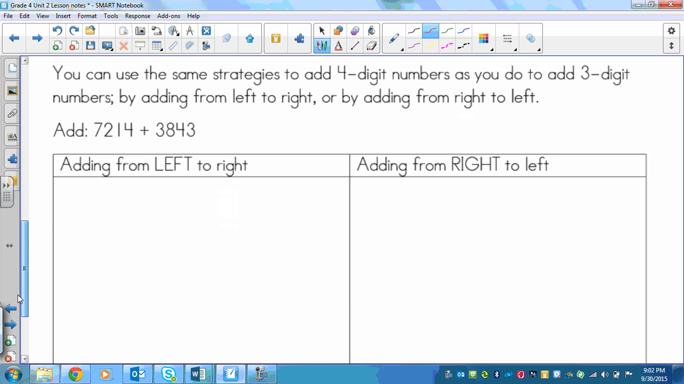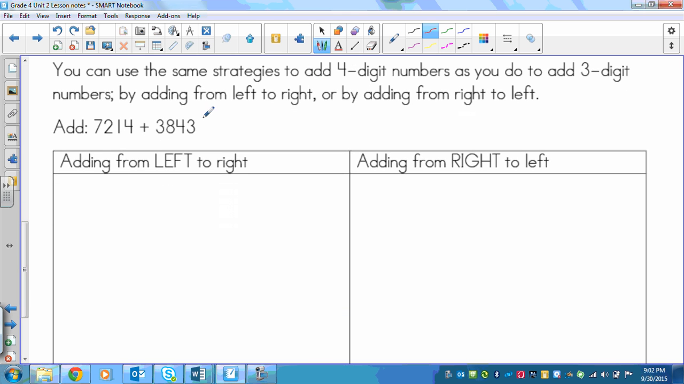Now if you move down to the bottom of the page to the Connect section, it reminds us of the 2 strategies that we can use to add. So we can either add from left to right or add from right to left. We will use this example right here to solve using both adding from left to right and then adding from right to left. So we'll start over here with adding from left to right. So we will write down one number on top of the other.